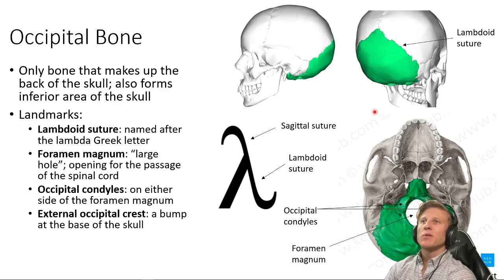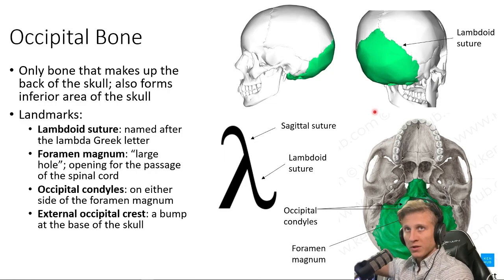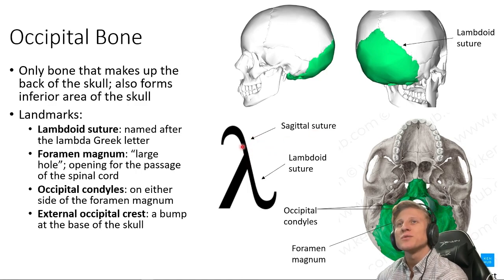All right, occipital. This is the posterior portion of your skull, the lower posterior portion. It has the lambdoid suture, named for the Greek letter lambda. This is what the Greek letter looks like. And we can see the V shape right here is this portion right here, hence its name. And then somewhat loosely, the sagittal suture is kind of forming the upper portion of the letter, the line.